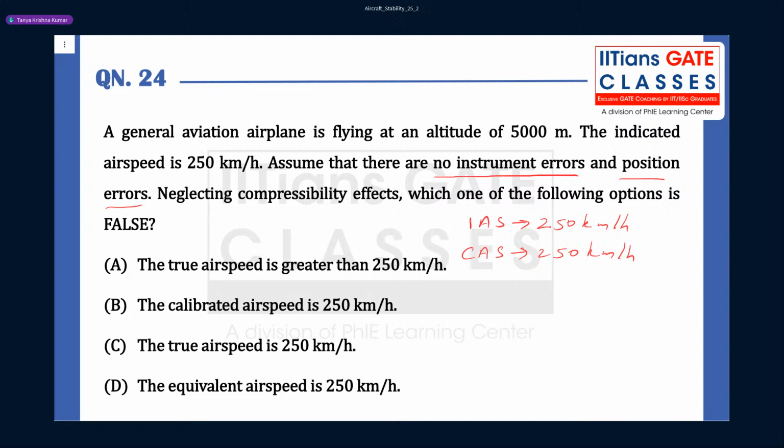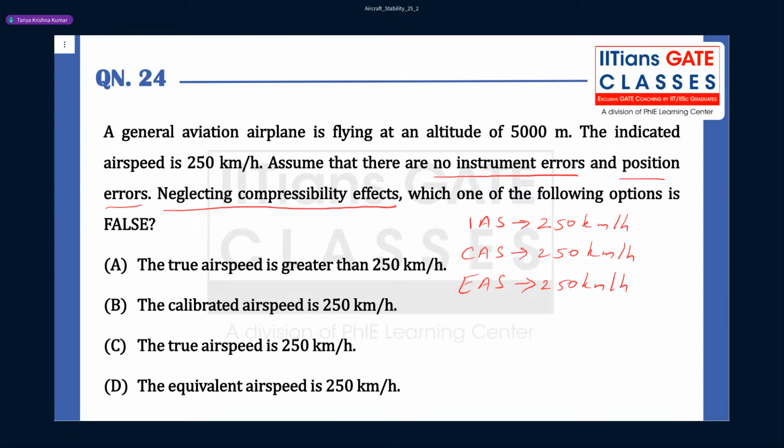Next thing is true airspeed, but before that we have EAS, equivalent airspeed. This is when the CAS accounts for the compressibility effects. Again, in our question, it says we are neglecting the compressibility effect. So our EAS will also be the same as CAS, which again is 250 kilometers per hour, just for this question.